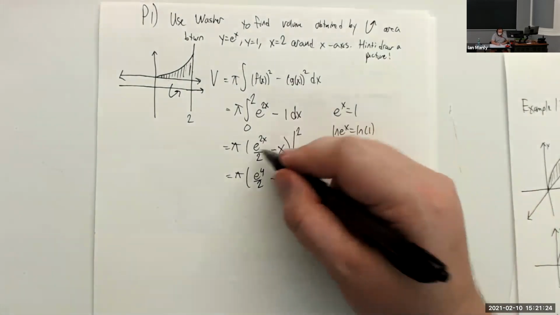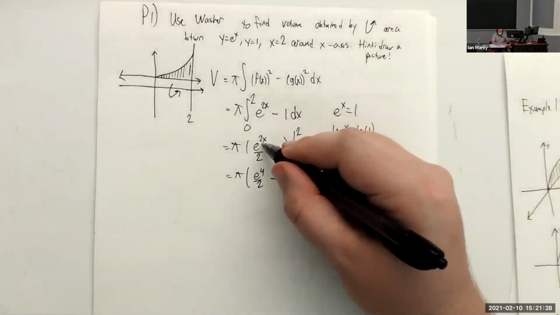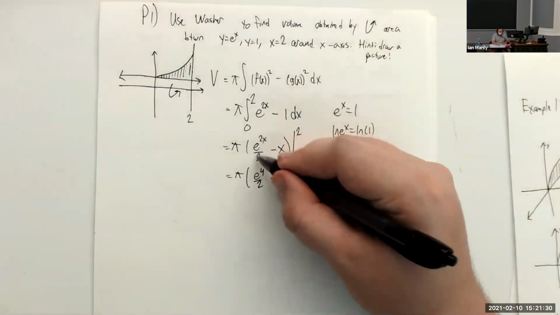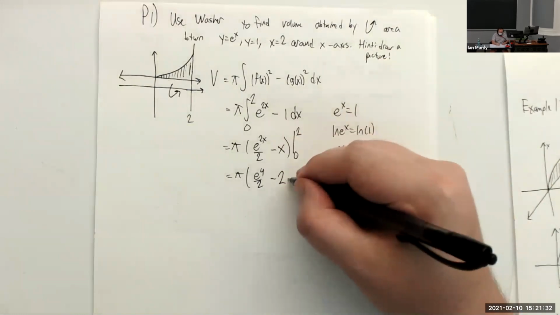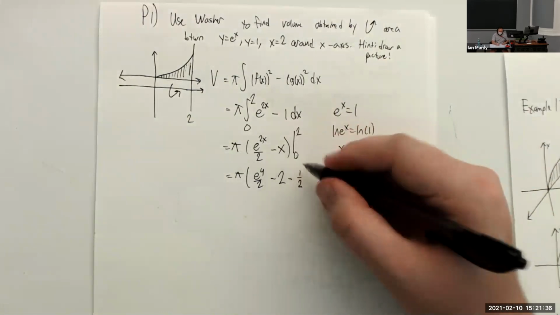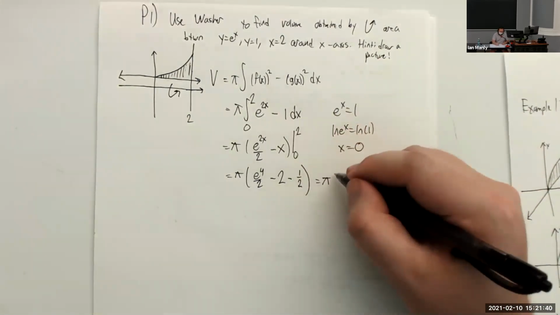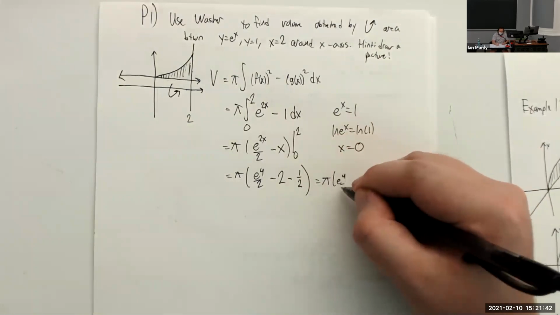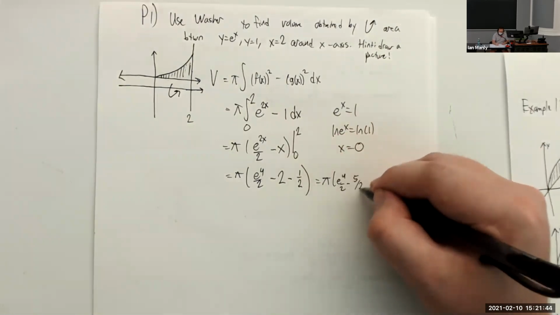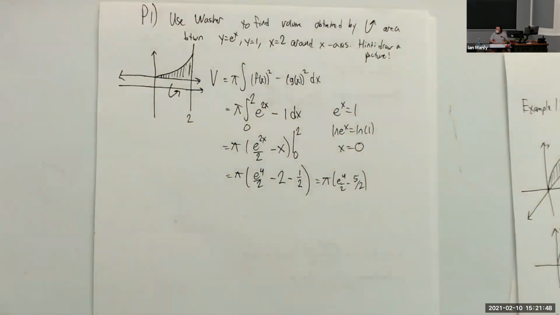All right, so we have e to the 4th over 2 minus 2, and then we plug in 0. And it's really tempting to just be like, oh, well, if I put 0 in there, it's going to be 0. But remember, we're subtracting away e to the 0 over 2, which is going to be negative 1/2. And then when we put 0 in here, we're going to get 0. So if we simplify this, we get e to the 4th over 2 minus 5/2. All right. There we go.